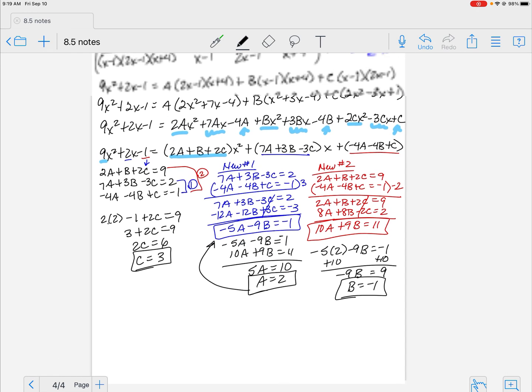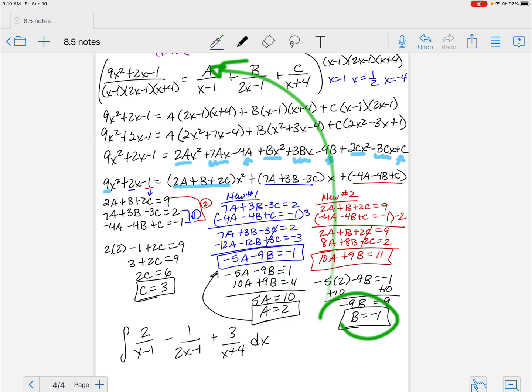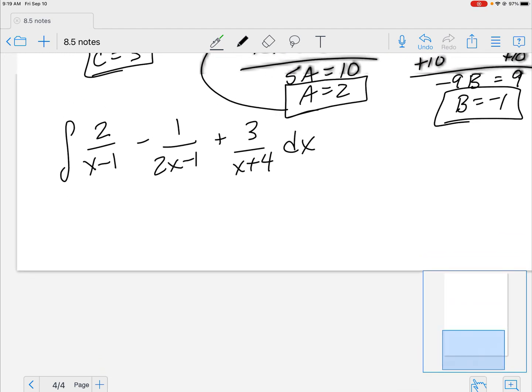Ta-da! I'm going to squeeze this back down. I now know my a, my b, and my c, and we can integrate. So my a is 2 over x minus 1. And b is a negative 1, so I'm going to write minus 1 over 2x minus 1. C is a positive 3, so 3 over x plus 4 dx. I'm just taking my a, my b, and my c and plugging them in, right? So now I have a nice, easy integration, and we can make this happen.